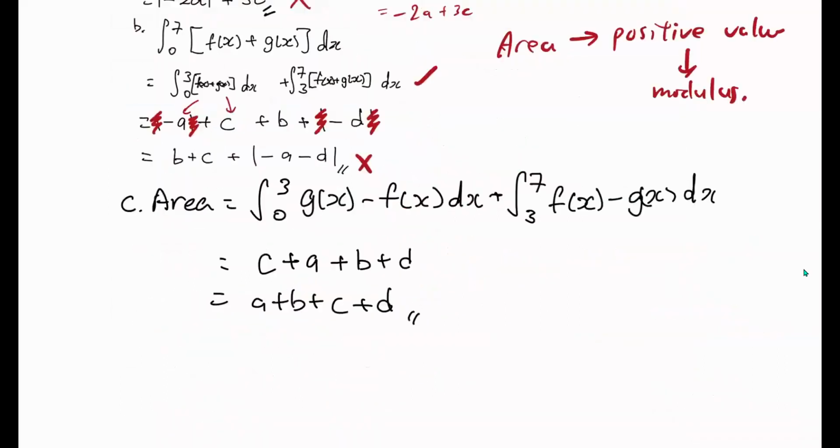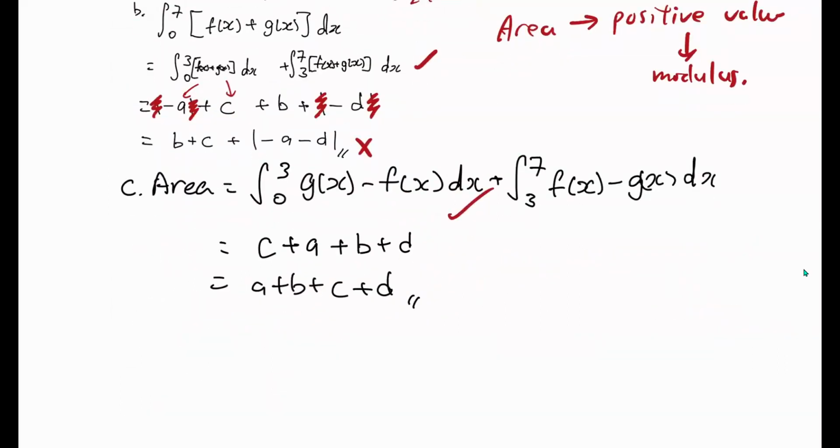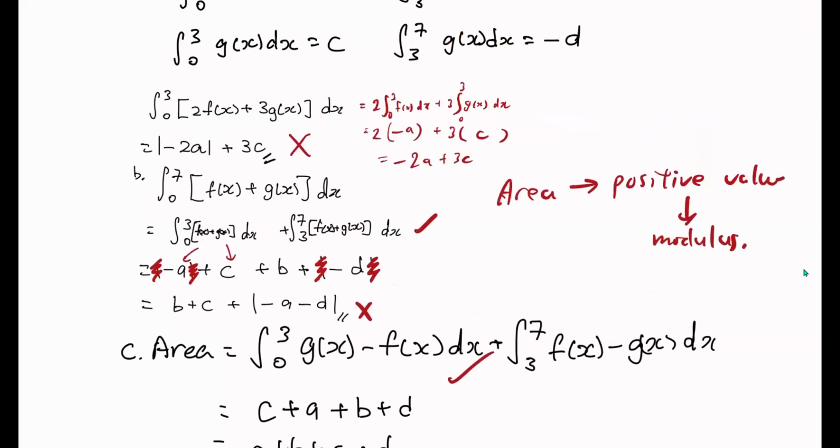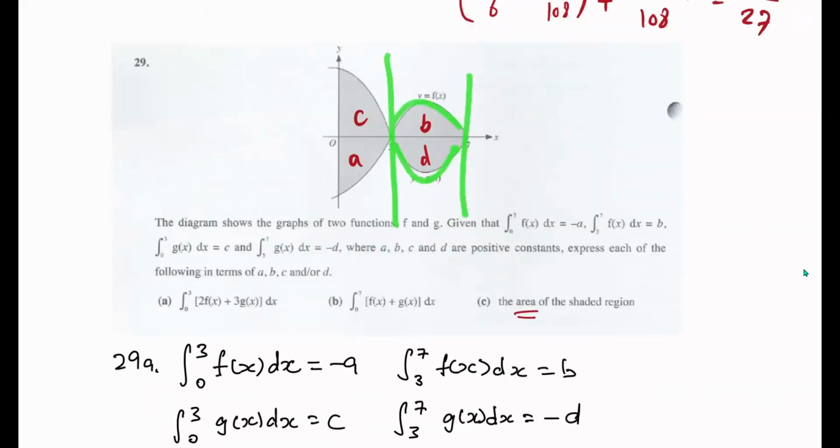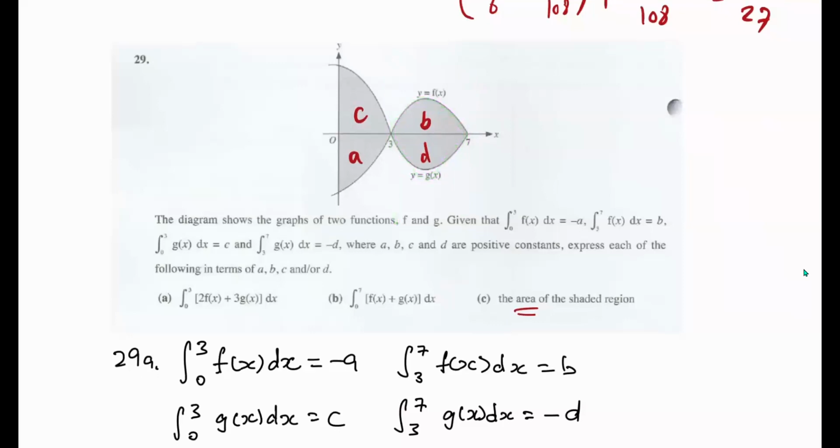Then how about the other part? You take 3 to 7 of fx minus gx. Why? Because here is 3, there is 7. Who's on top? Fx. Who's below? Gx. Upper minus lower, fx minus gx.